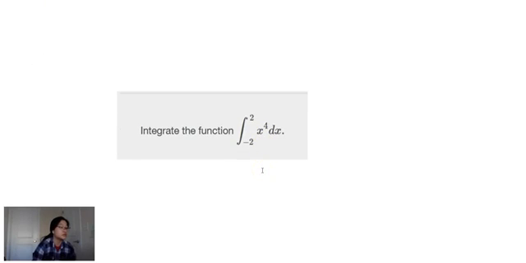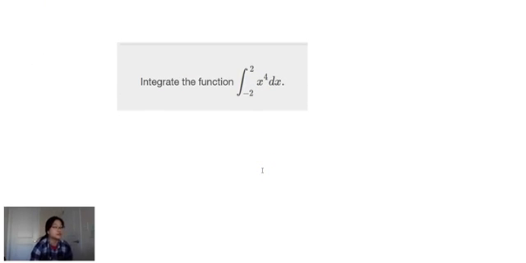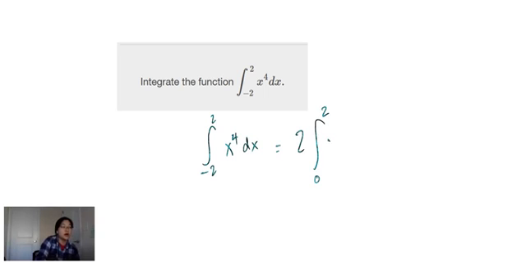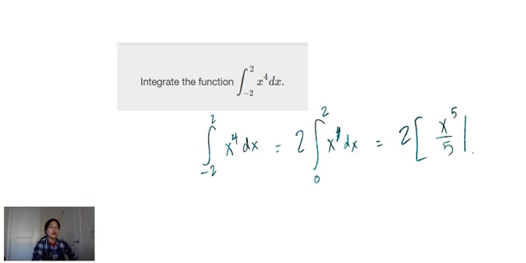So, integrate that. Use the properties. So what do we get? This is an even function, is it not? So since it's an even function, we know that our definite integral from negative 2 to 2 of x to the 4th with respect to x is equal to 2 times our definite integral from 0 to 2 of x to the 4th with respect to x. And that's 2 times x to the 5th power over 5 from 0 to 2.